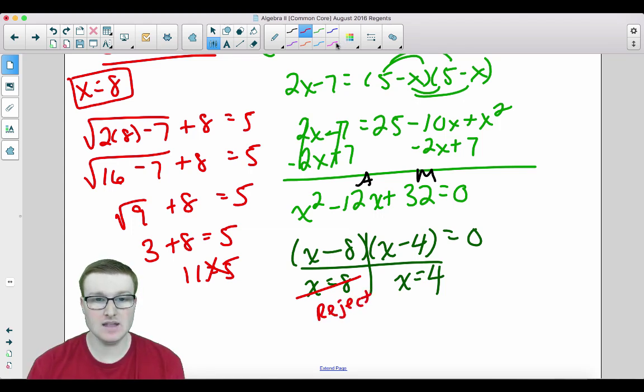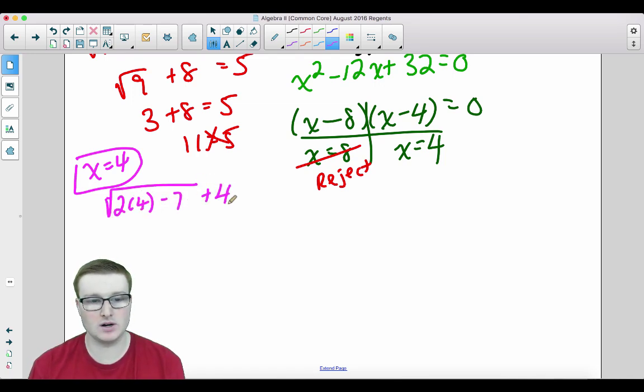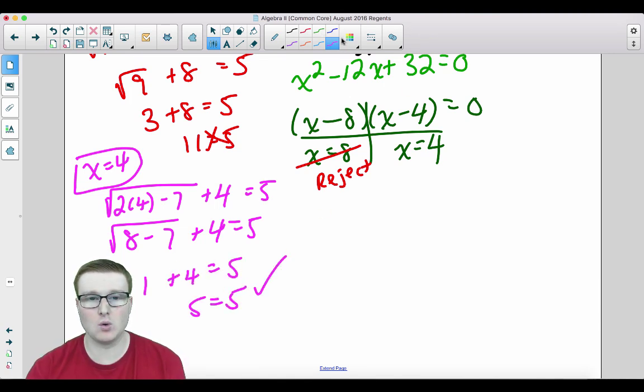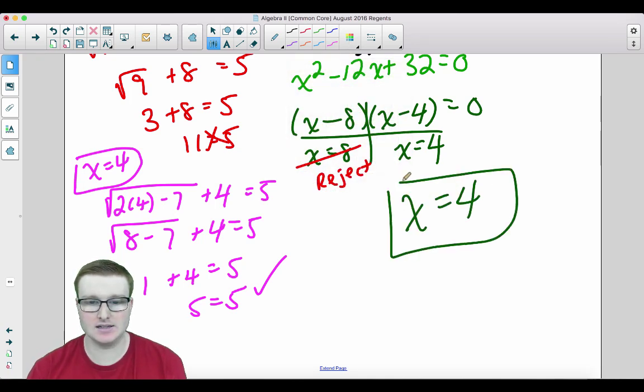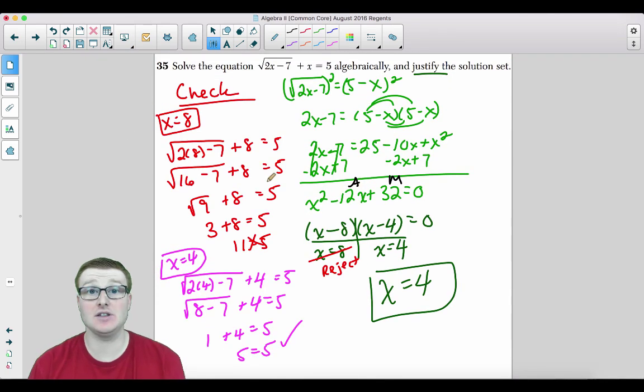Okay? Now let's go ahead and try x equals 4. So I'm going to plug it in. We get the square root of 2 times 4 minus 7 plus 4 equals 5. The square root of 8 minus 7 plus 4 equals 5. That is 1 plus 4 equals 5. Does 5 equal 5? And yes, it does. So therefore, x equals 4 is the only answer that satisfies this equation. And that's how you do that question.